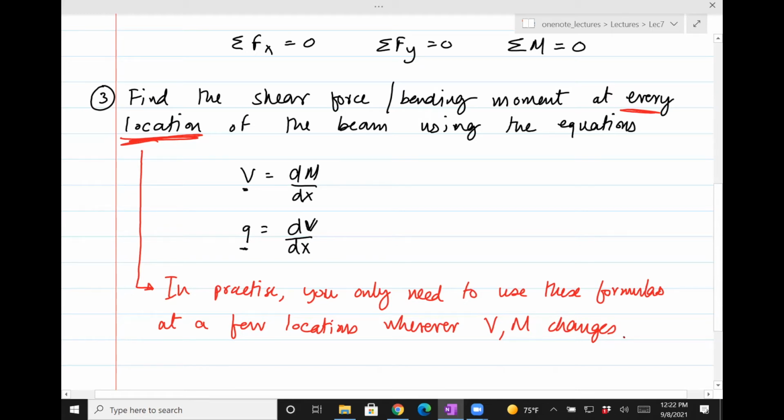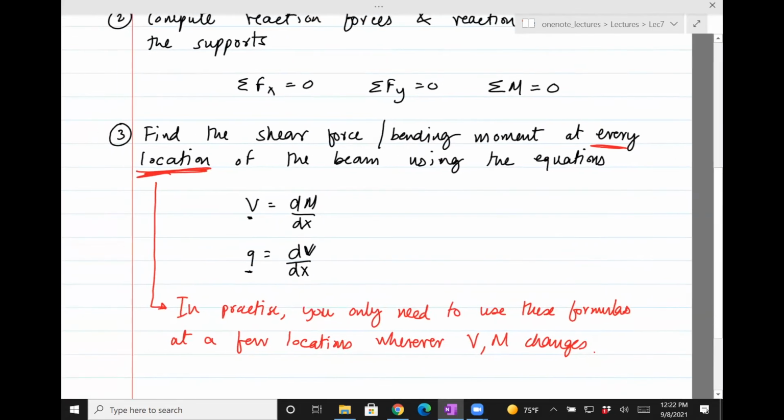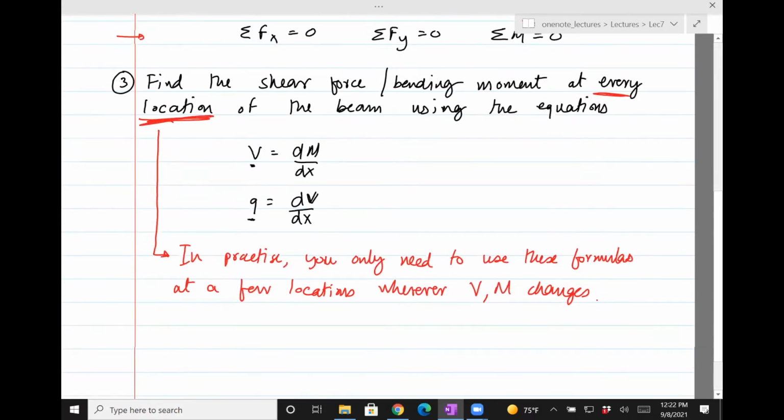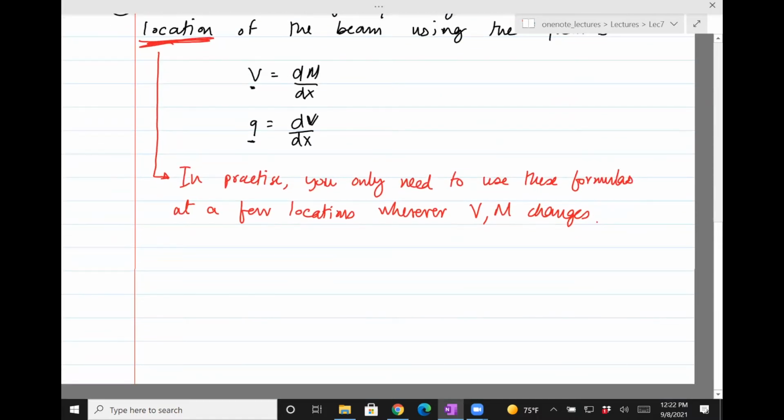Now, one more step, and then we are ready to start solving problems. There is a sign convention we'll follow. We've already seen a sign convention for the reaction forces, right? We drew the x-axis, y-axis. Positive is usually to the right, and positive on the y-axis is upwards, and then counterclockwise positive for M. But we also need a sign convention for V and M, and the sign convention we'll be using is pretty much used in most of the texts. The sign convention is as follows. So this is for step 3.